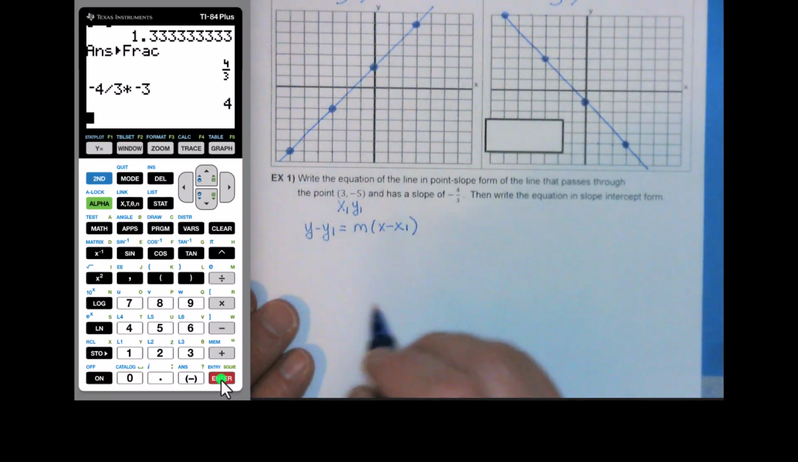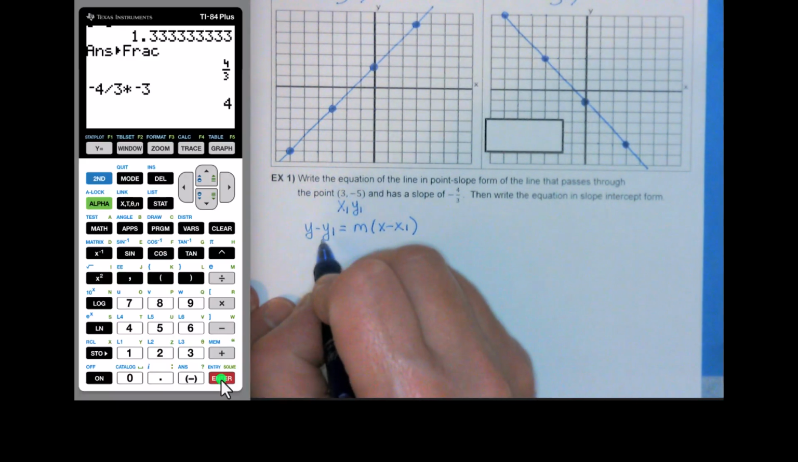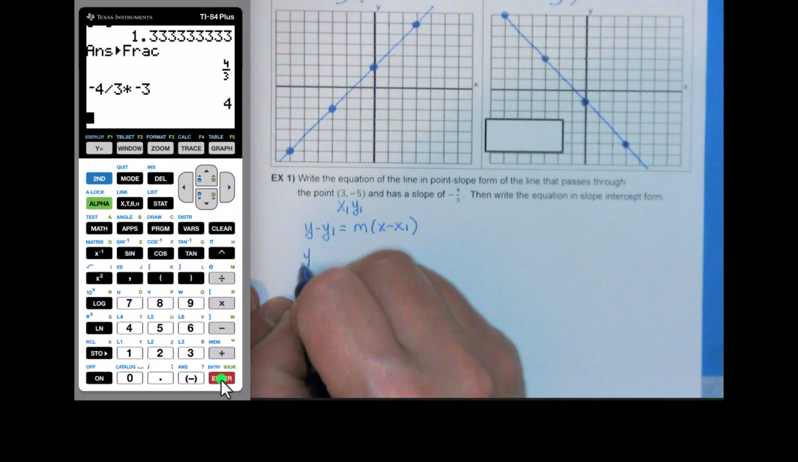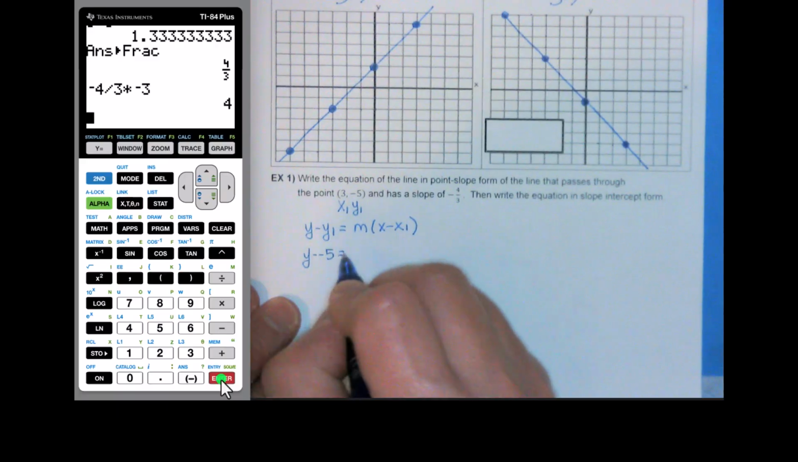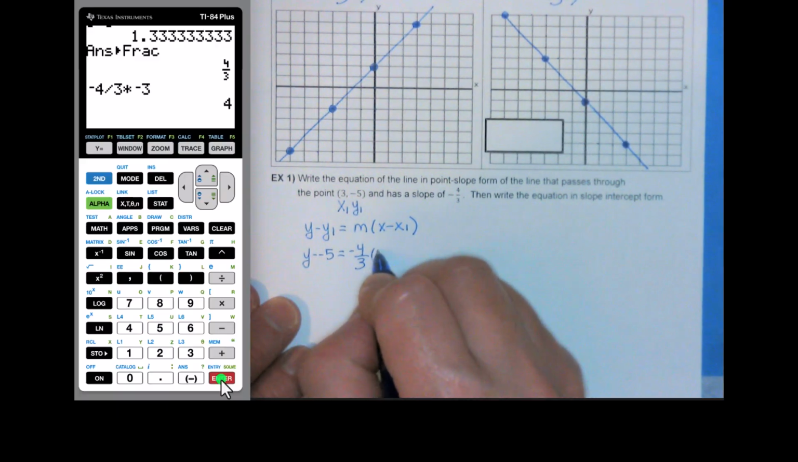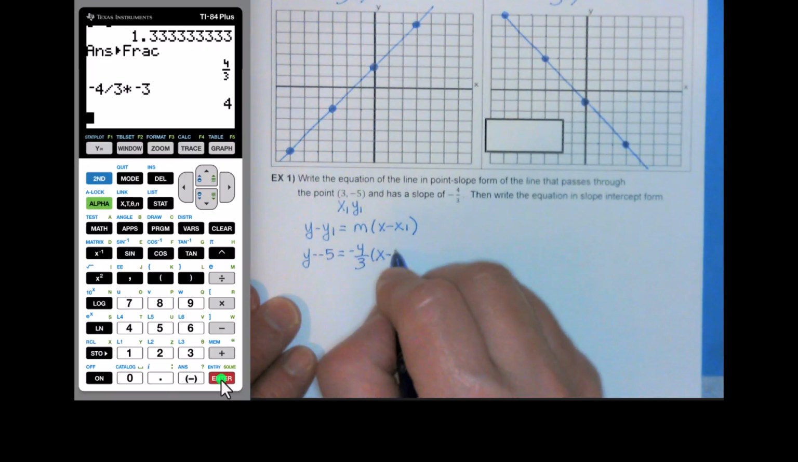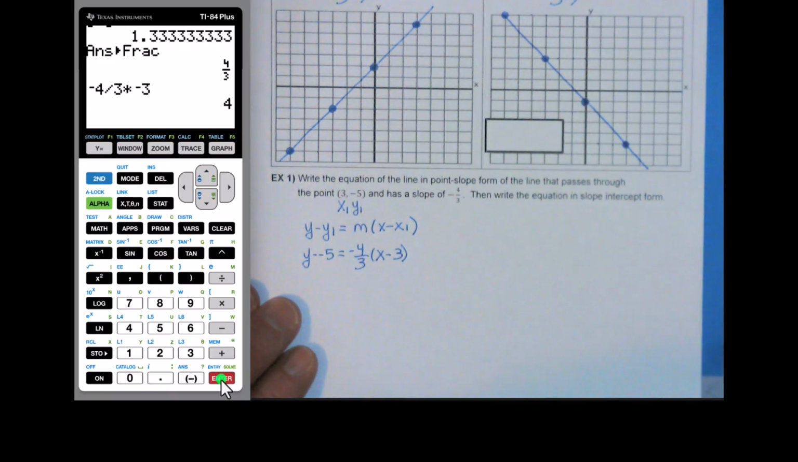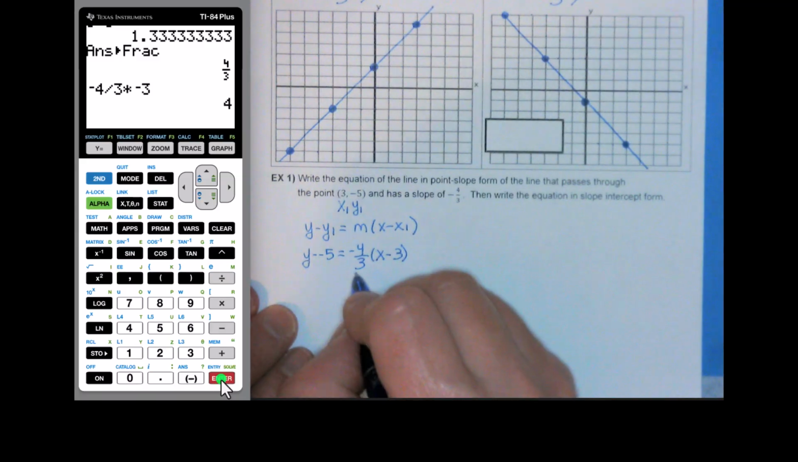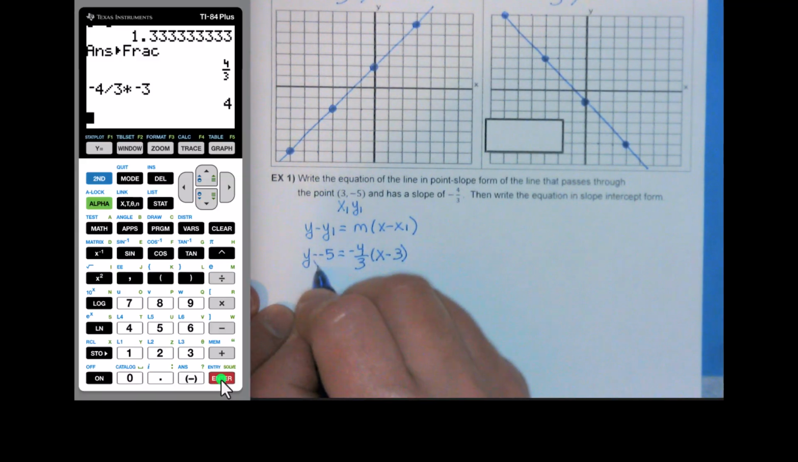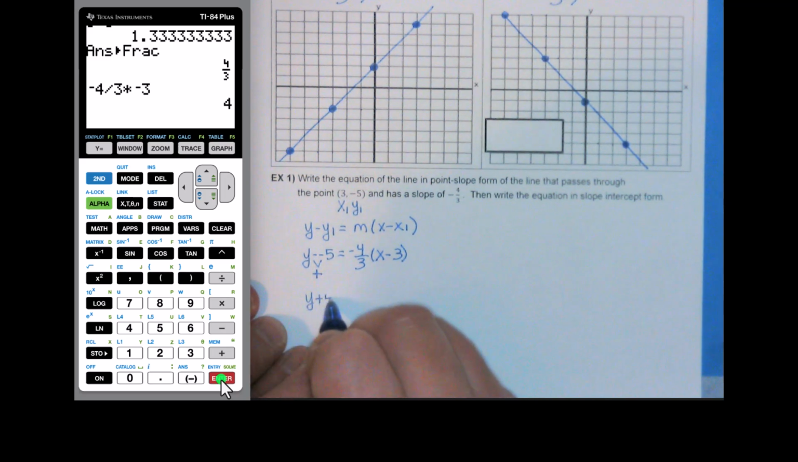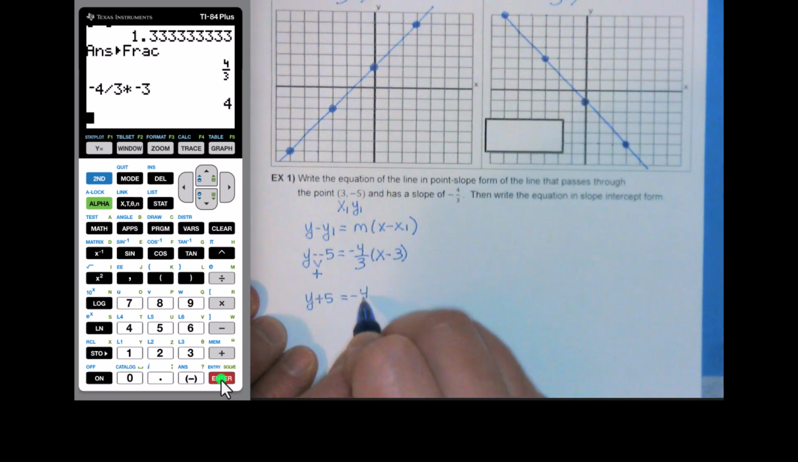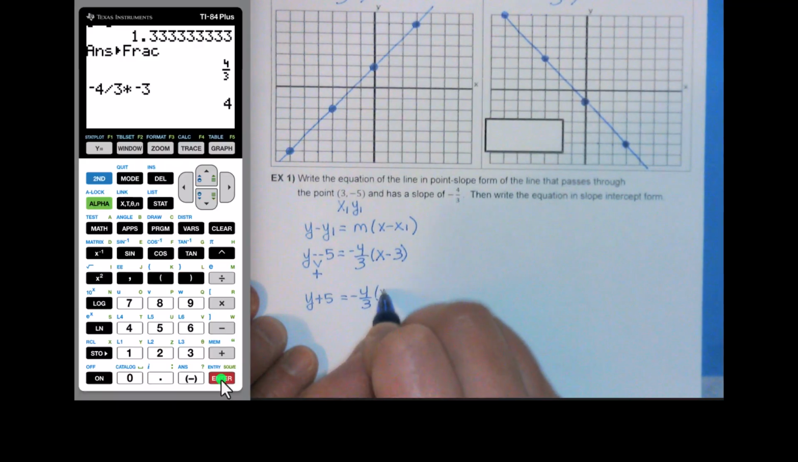Now that I have that, I am going to plug in the information. I'm going to write y minus y1, which I see is -5. My slope is -4/3. X minus x1 is 3. Now I see two negatives, so two negatives become a positive. So I write y plus 5 equals -4/3 times (x minus 3).